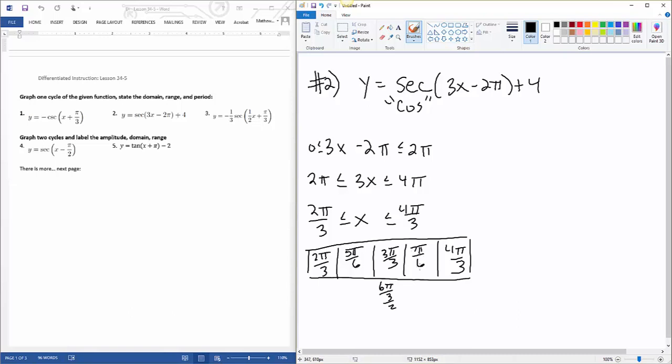So make everything into 6. So this is going to be 4 pi 6, 5 pi 6, 6 pi 6, 7 pi 6, and 8 pi 6. So it looks like it's counting up by pi 6 every time. It makes it easier on us. There's no amplitude I have to worry about. I do have to worry about a vertical shift though.